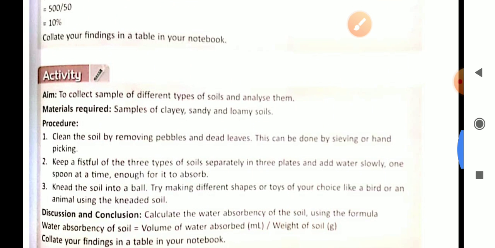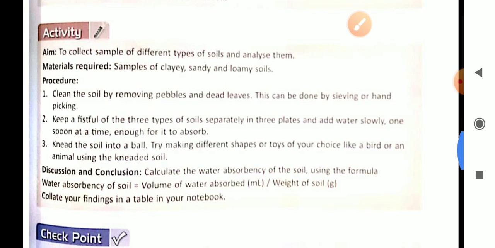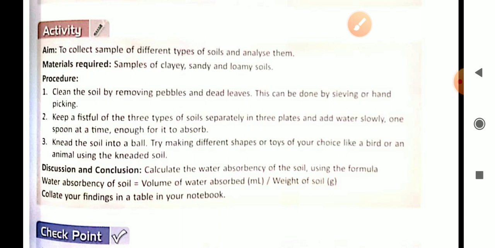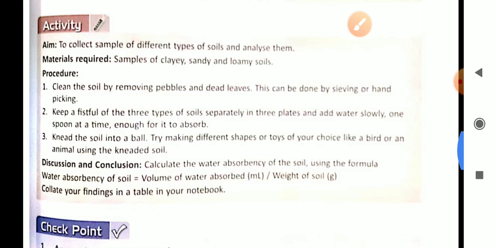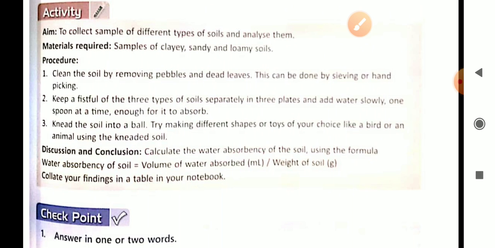Then another activity: collect samples of different types of soil and analyze them. You have to take different types of soil, samples of clay, sandy and loamy soil. Clean the soil by removing pebbles and dead leaves. Pebbles means small stones. And dead leaves also. This can be done by sieving or hand picking.